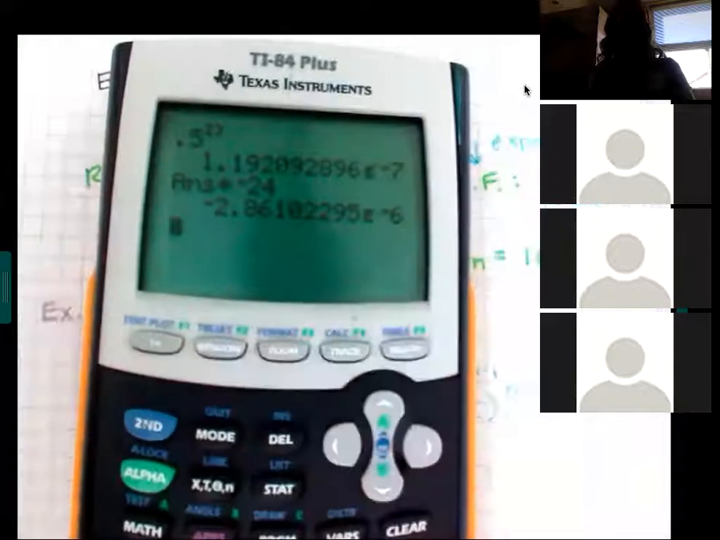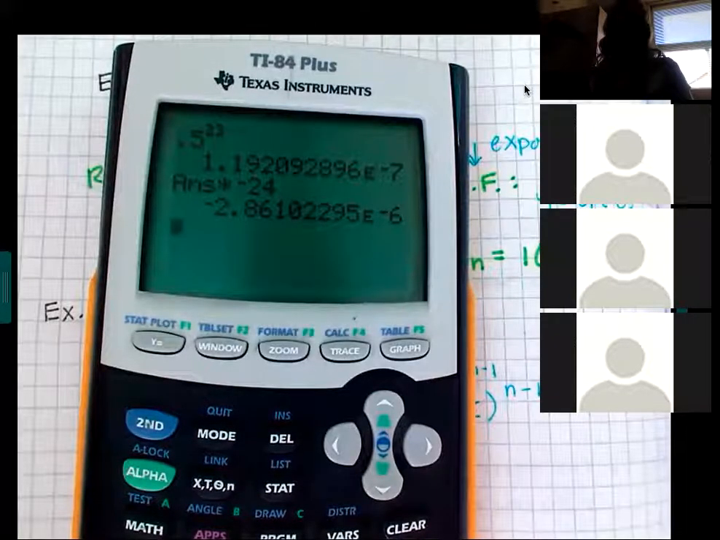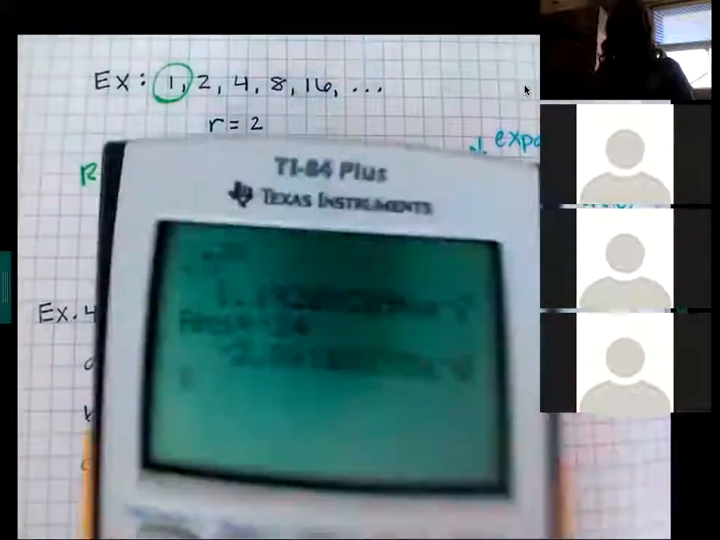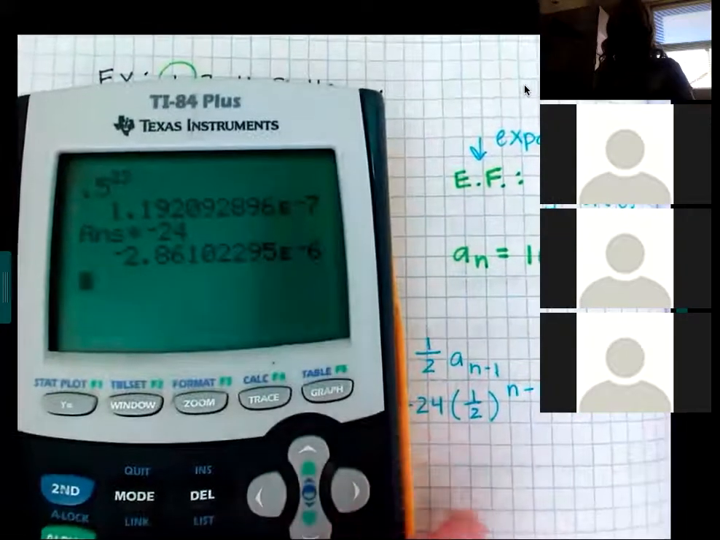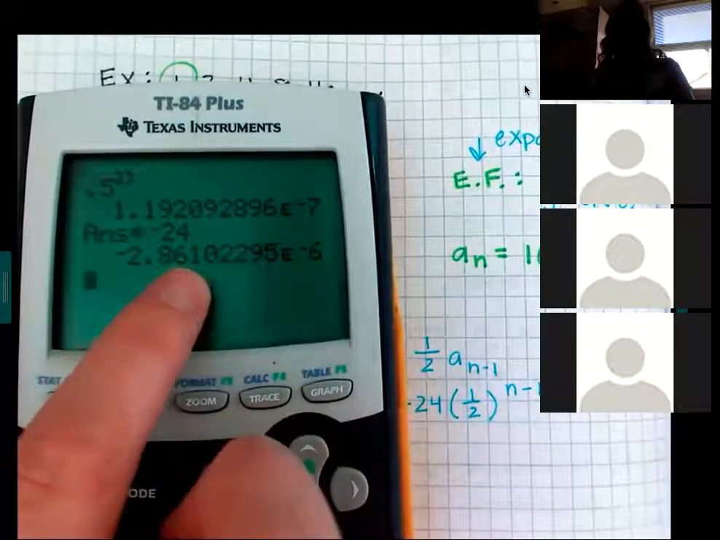Negative 2.86 e to the negative 6? No. Is that really not what y'all got? Yeah, I got 0.00000286110. That's the same as this.